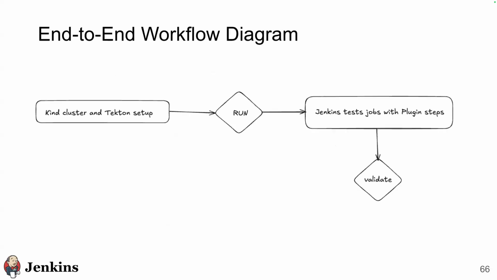So I want to discuss the end-to-end workflow diagram. That is the foundation of the end-to-end test that we mentioned. So yeah, we have our cluster and Tekton setup, and we can install the Tekton and then create the Jenkins job with our plugin. So the Jenkins test job with the plugin test, and the result will be validated. Next slide, please.